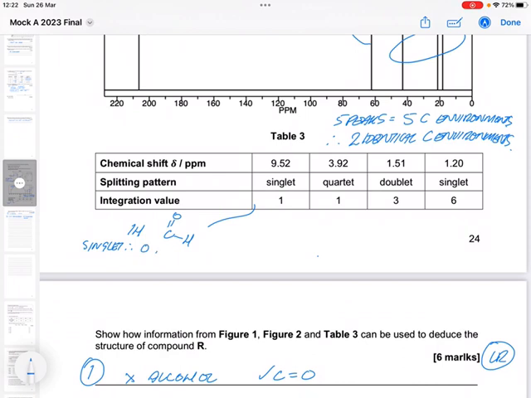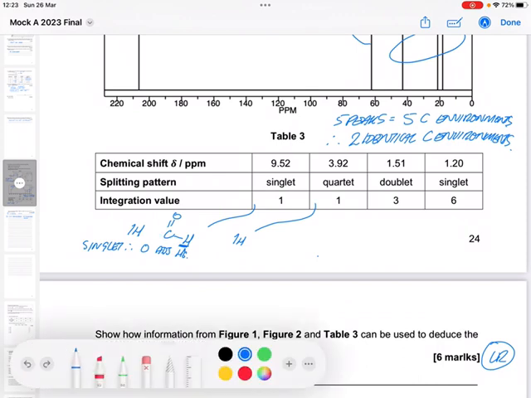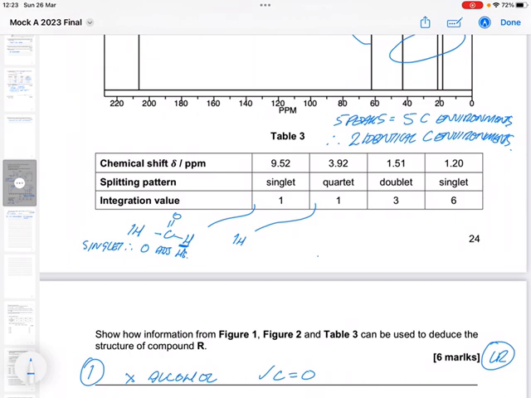Therefore, there are no adjacent protons. Okay. So the next one at 3.92. So at 3.92, I've got an integration of 1. So there is 1 proton. Let me just underline that, as that's giving me that. And I know, remember, that there are no protons coming off the other side of that.